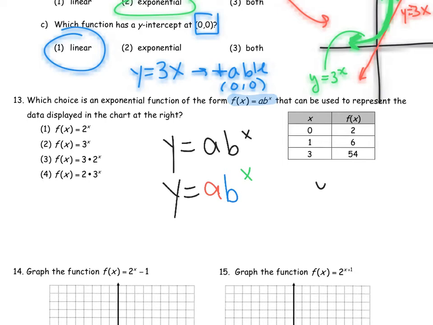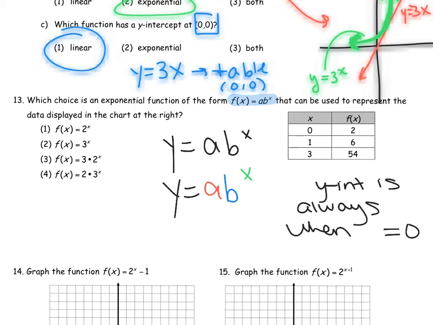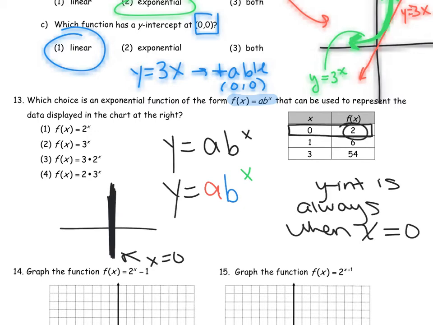The y-intercept is always when what equals 0? Is it x or y? If I want the y-intercept, if I want to fall along the y-axis, what always has to equal 0? It has to be x. So that's when x equals 0. Here is where x equals 0. I have my y-intercept at 2, remembering that a represents the y-intercept, so let's write that down.